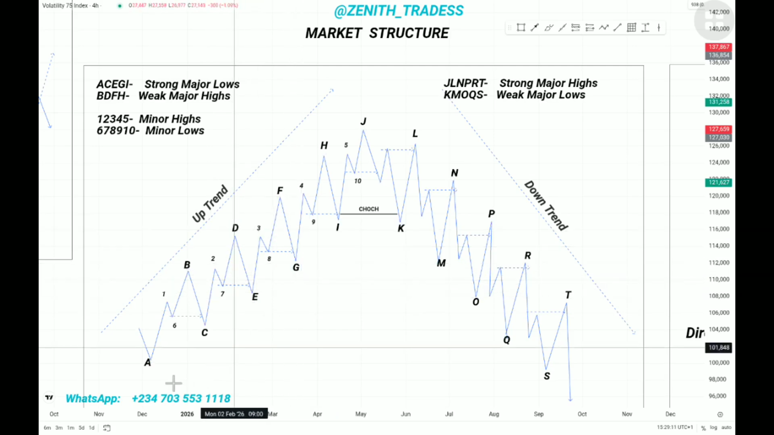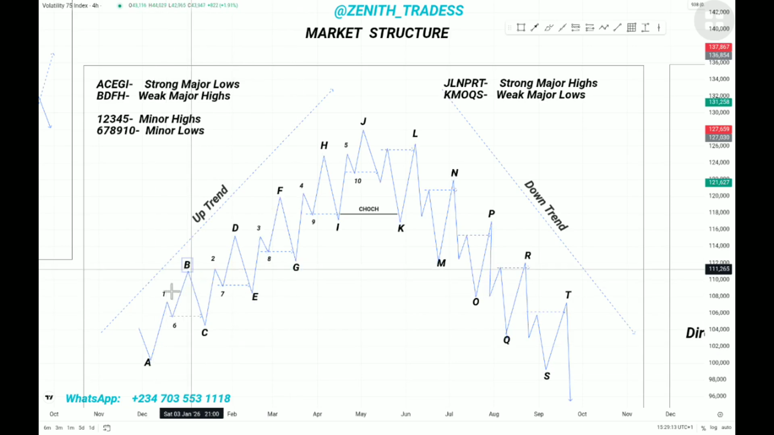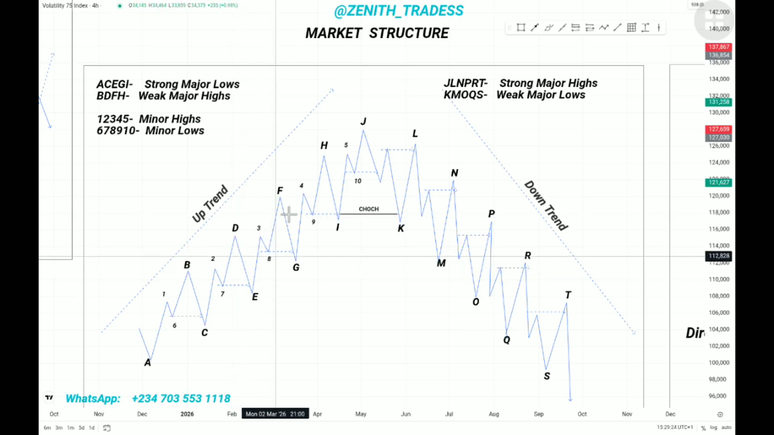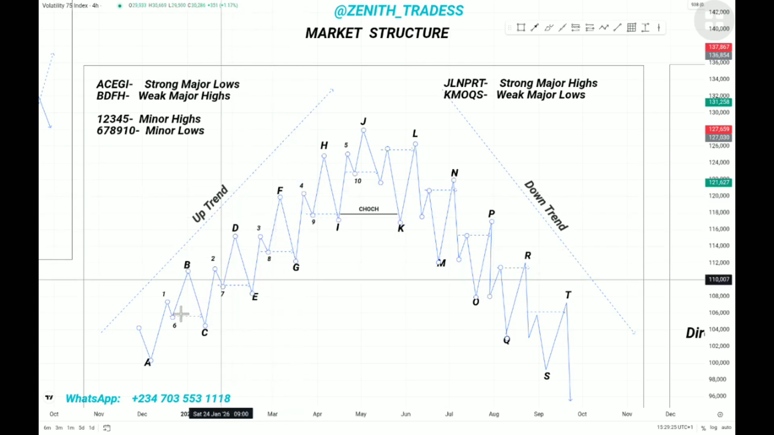You get to understand it better. In every impulsive leg, there are minor structures. 1 is a minor structure. 6 is a minor structure. Minor high, minor low. 2, minor high, minor low. 3, minor high. 8, minor low. Because they are internal structures, they are not major structures.